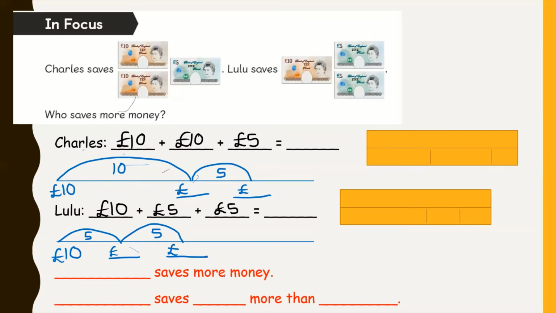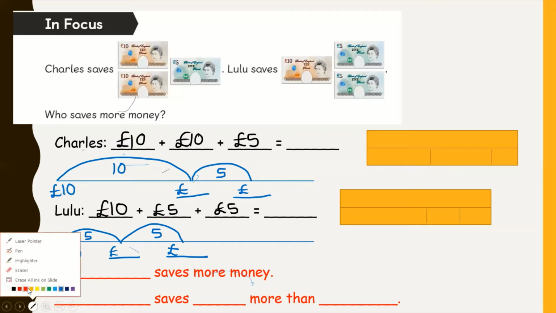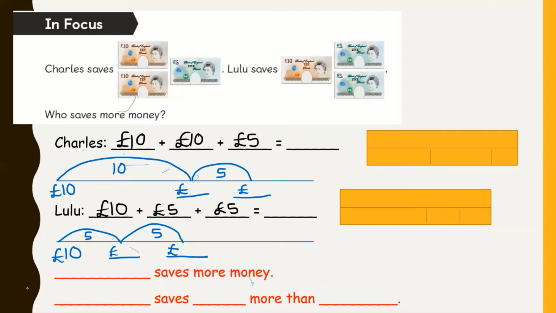Who saves more money? And for bonus points, can you work out how much more they save than the other child? How do we work out the difference? How do we work out the difference between two amounts? Which calculation do we use? It's the takeaway. So once you've got your values, you can put them in a column subtraction to find the difference, which will go here.